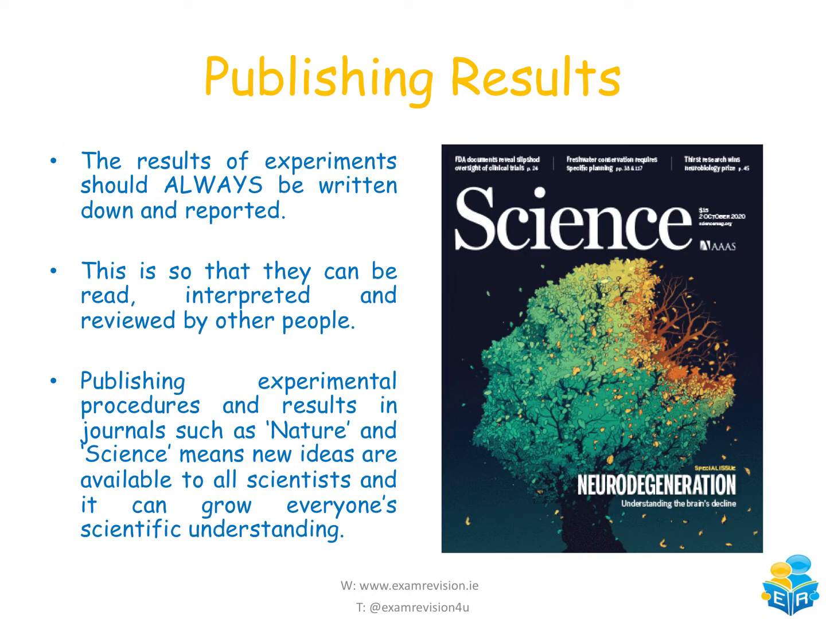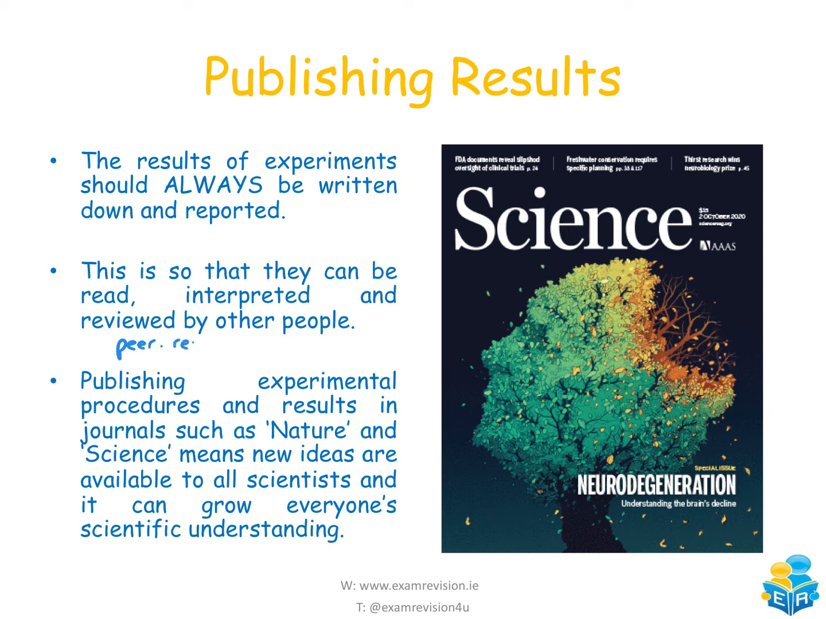Now, we mentioned earlier on about how when you're carrying out your experiments, you gather results and then you form your conclusion. But then once we've formed our conclusion, ideally we're going to publish our results. So the second time we're going to mention results. The results of experiments should always be written down and reported on. Why is this? Well, this is so that they can be read, interpreted, and reviewed by other people. So peer review is really, really important.